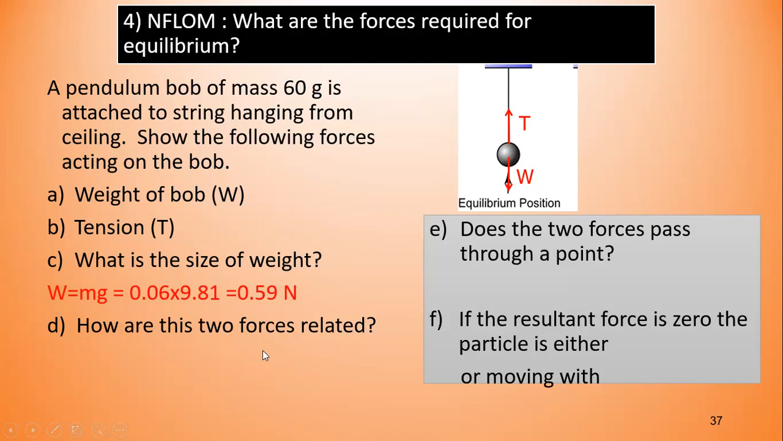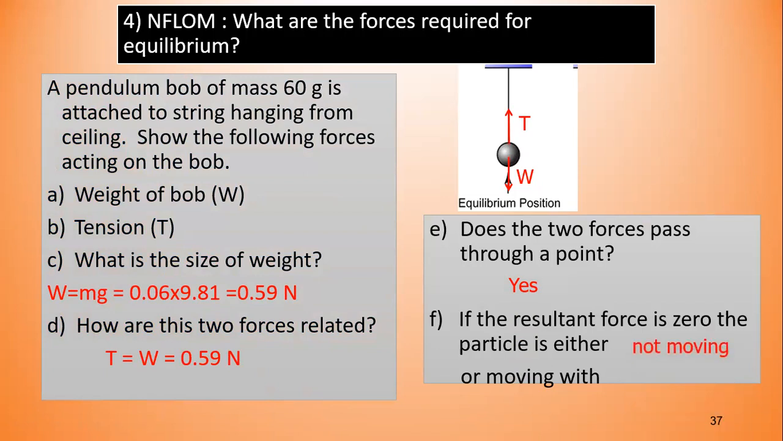How are the forces acting? Forces upward equal forces downward. Tension equals weight, so the two must have the same magnitude, 0.59 newton. Do the two forces pass through a point? Yes, the lines of action pass through a point. So what can we expect? The resultant force is 0. The particle is, in this case, not moving, stationary. If it's moving, it will move with uniform velocity.